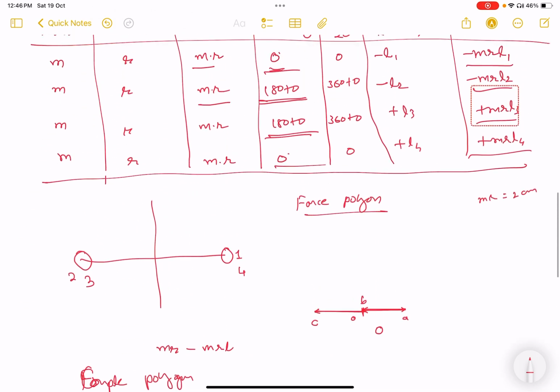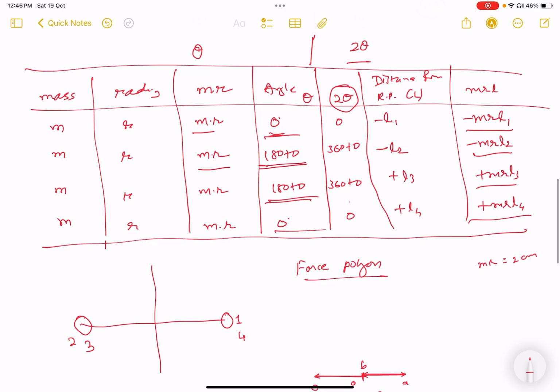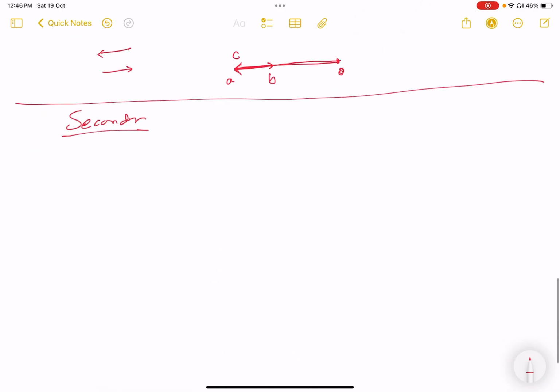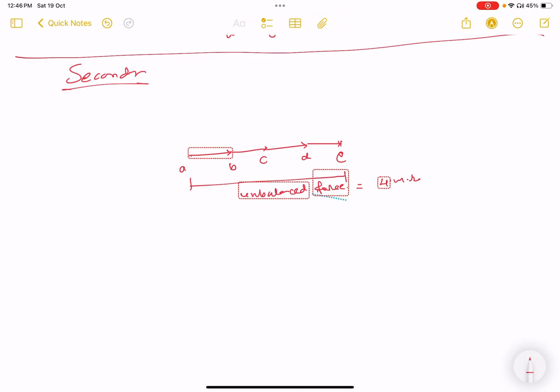For secondary, we need to take secondary angles. It's 2 theta. You can see these are all zero, actually 360, but 360 again is zero. So this will be 0 degrees and the same MR. If you start to draw the force polygon, you will start from A, then B, again zero only. So this will be C, this will be D, and the last position will be E, suppose. Then there will be a total unbalanced force, and this unbalanced force will be 4 into M into R into omega square upon N, that is, 4 MR omega square upon N.